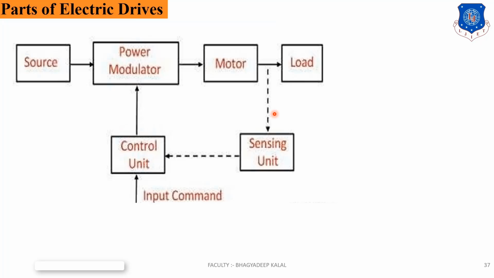These are the parts of an electric drive which is used in our vehicles. First of all, the power source and power modulation. The power source is like a battery system, or whatever source of electricity we use here, and it is transferred to the power modulation, and this power modulation is transferred according to requirement to the motor and the motor to the load. In between, a sensing unit and control unit are there, and this is also connected to the power modulation. These are all the parts used in the vehicle, and it is connected by the input command.